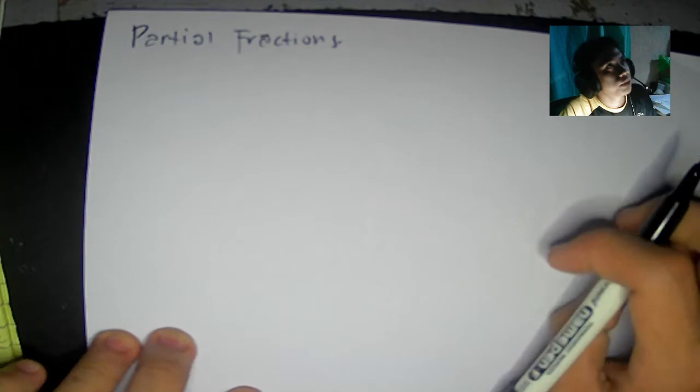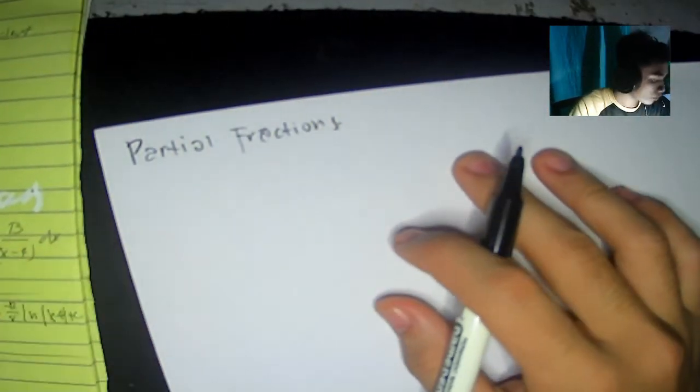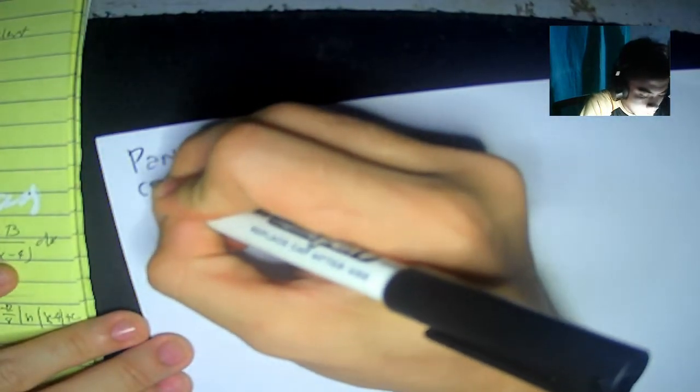I will have partial fractions. So, what is a partial fraction? Partial fraction is a technique used to reduce a rational function to equivalent sums of rational functions. So let's have the first case.